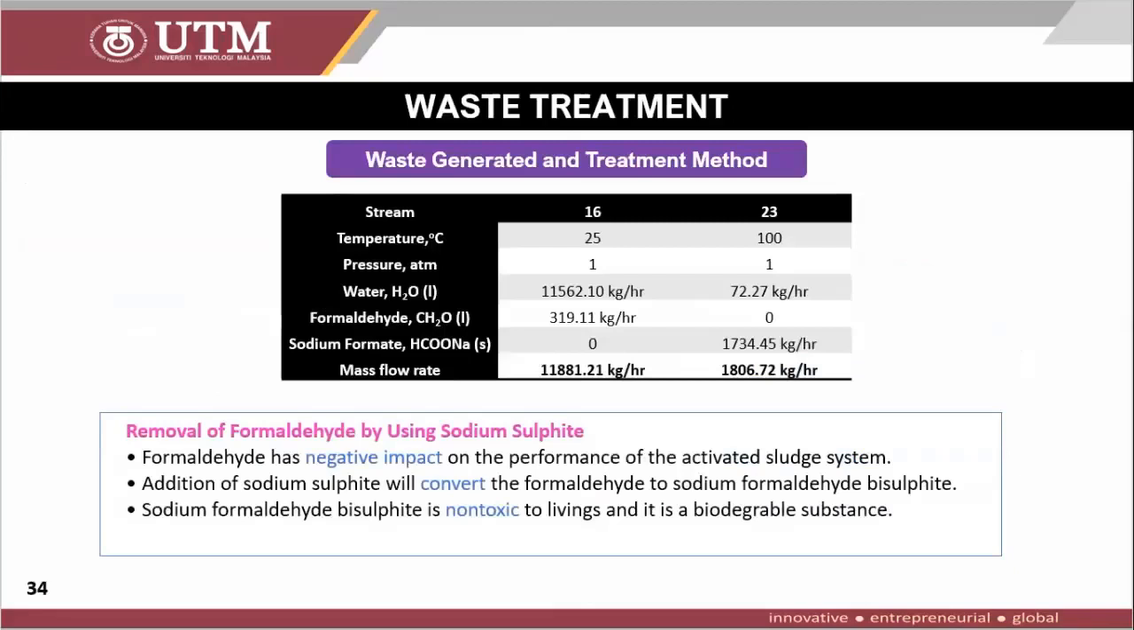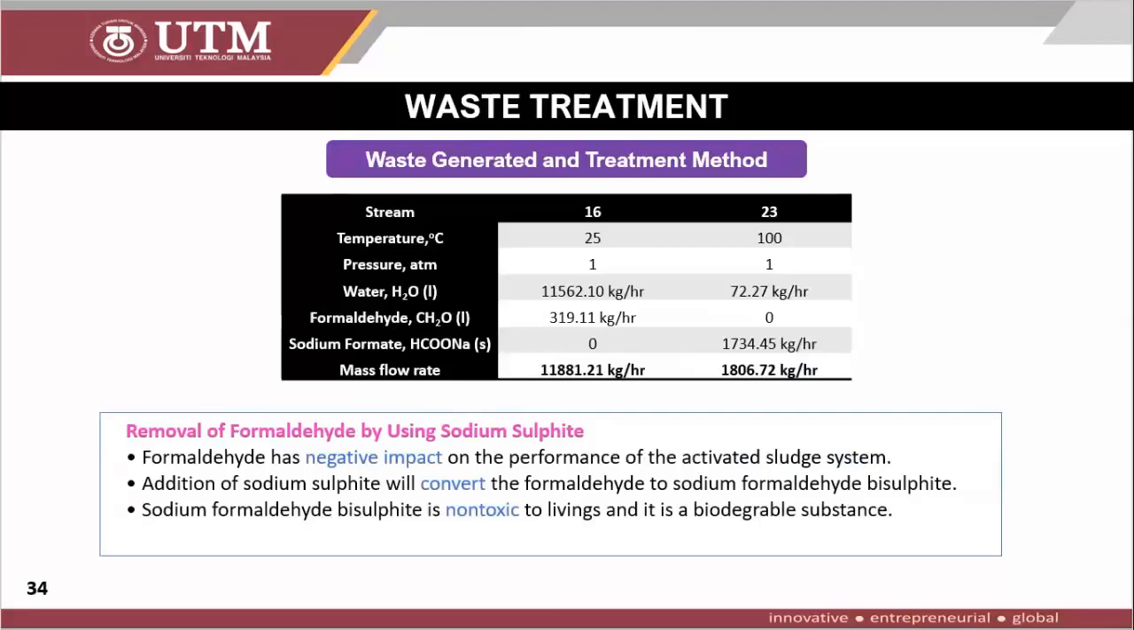The waste generated from our plant is from stream 16 and stream 23. Stream 16 contains formaldehyde, which is a chemical substance that is harmful when discharged to the environment. Meanwhile, stream 23 contains sodium formate, and the chemical is biodegradable. The waste generated needs to be compliant with the environmental act before being discharged to the environment.